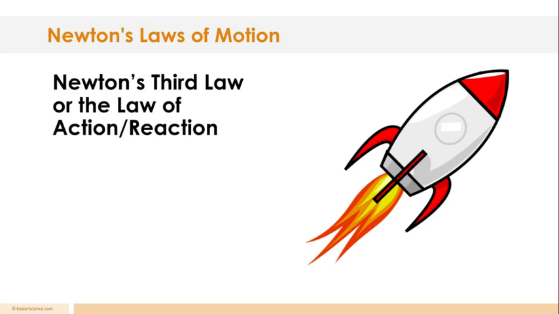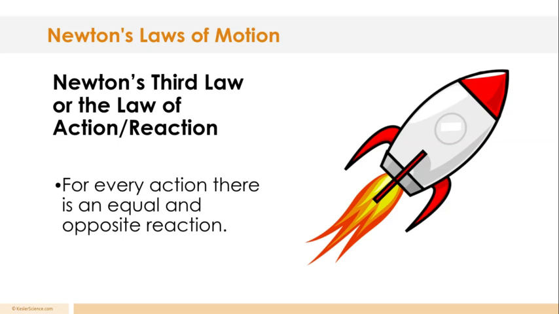Last is Newton's third law of action and reaction. For every action, there is an equal and opposite reaction. So this happens with a rocket taking off. So when two things collide, you're going to have each getting the same force in the opposite direction.